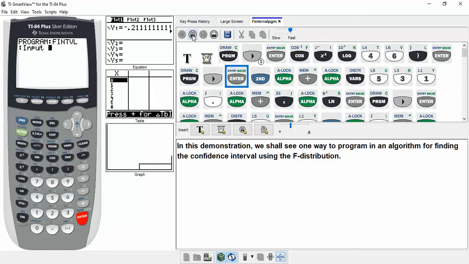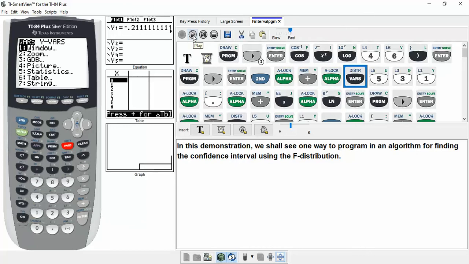We're going to go to program, go over to I/O for input, and we're going to ask the user to input some information. I'm going to use the calculator's statistic symbols in my program. So I'm going to go to VARS, and then select option 5 for statistics, and then option 3 for SX. This is the calculator's notation for standard deviation for a group. So I'm going to use SX for telling the user to input the standard deviation for a group.